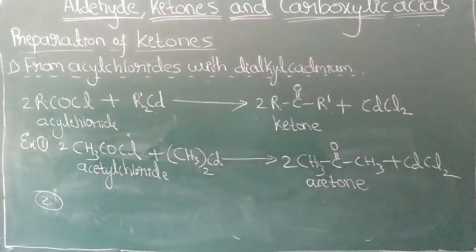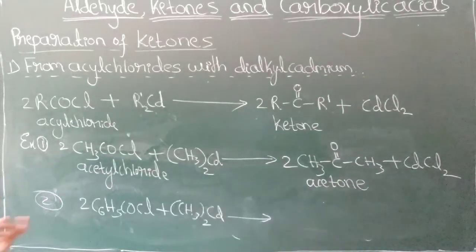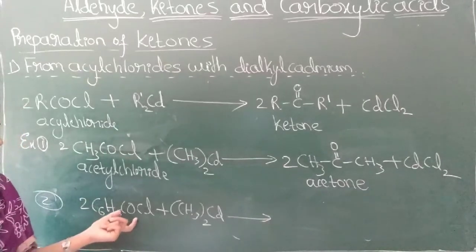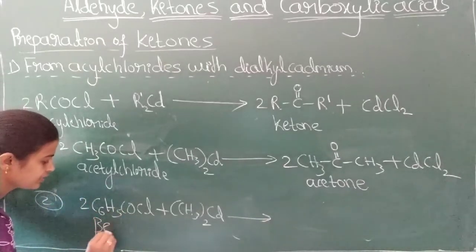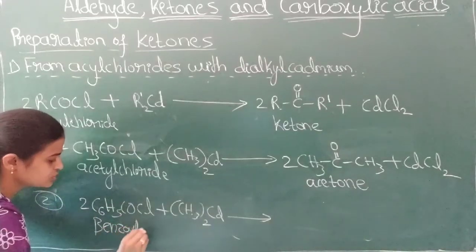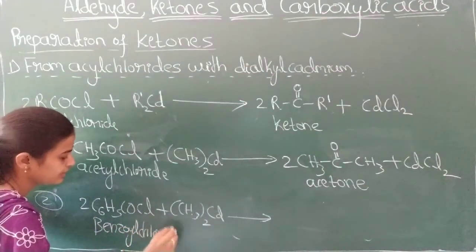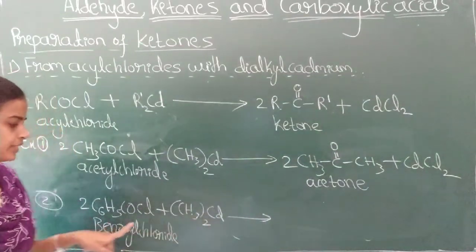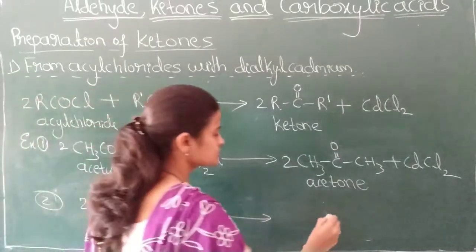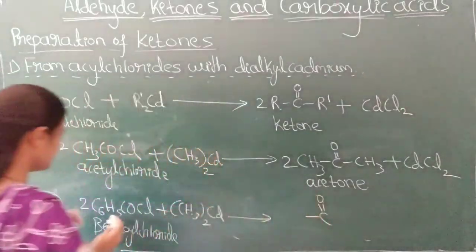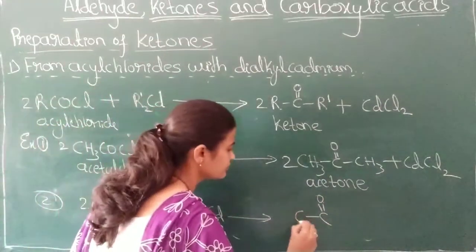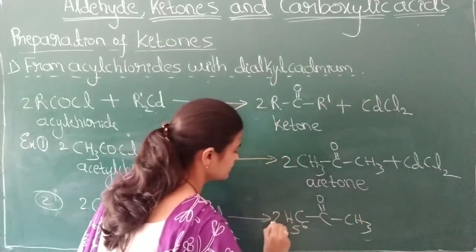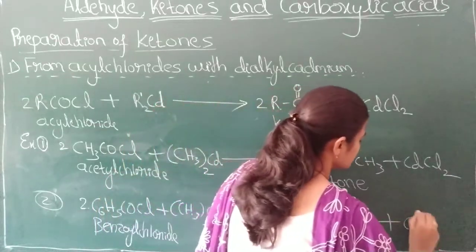Okay, we'll move to the second example. See, instead of the alkyl group, I have taken here the aryl group, benzene ring COCl. The name of this one is benzoyl chloride. Dimethyl cadmium: the middle CO comes, after that this group and this group. Therefore, (C6H5)(CH3) twice plus CdCl.